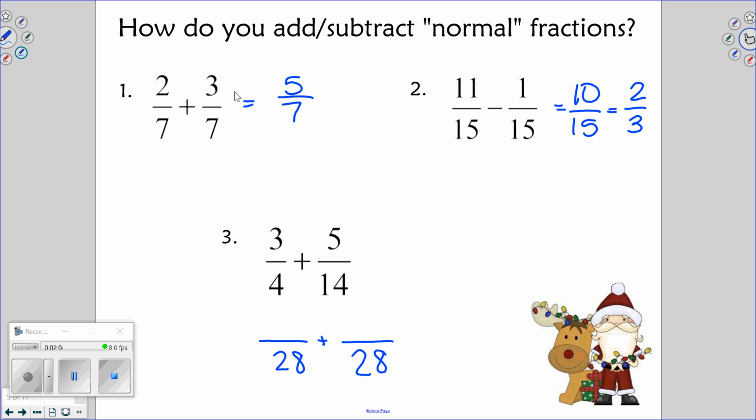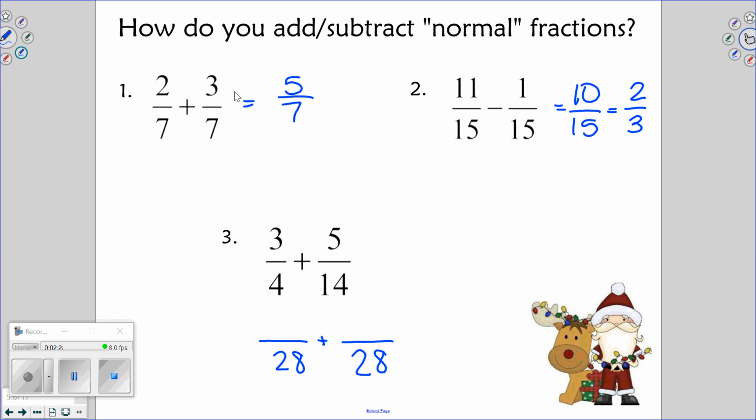Because a lot of times, I'm glad no one told me 2. Because every year somebody tries to tell me 2. Can you make them smaller? No. For a common denominator, it has to at least be what it is or bigger. You can't make them smaller. Can you turn 4 into a 28? And I can turn a 14 into a 28.